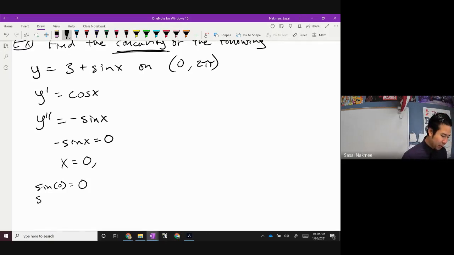What's another value? Sine of what else is going to be equal to 0? Anyone know? What's another value? That's in radians, by the way. Don't do degrees. All right, what else will make sine equal to 0?